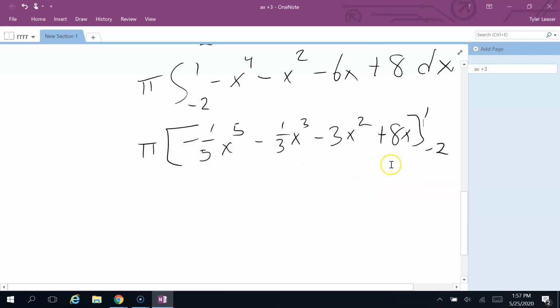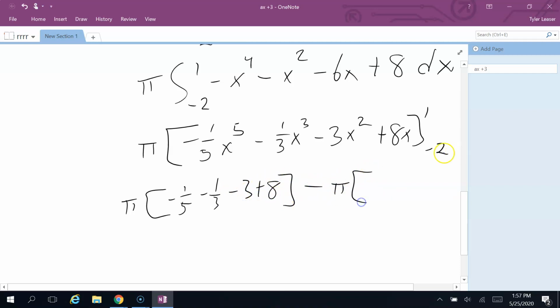To try to do this real quick in my head, I should have grabbed a calculator. I hope you guys have a calculator in front of you. If I plug 1 into all of this, I'm just going to be adding all the coefficients together. So we have a -1/5, a -1/3, a -3, and a +8. And then we're going to subtract, plugging -2 into all of this.